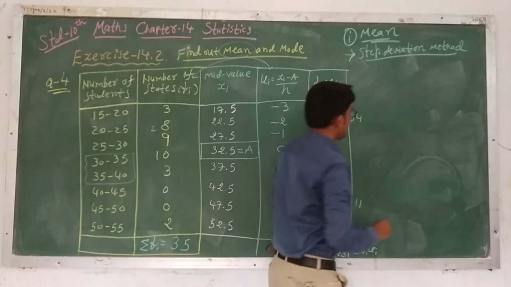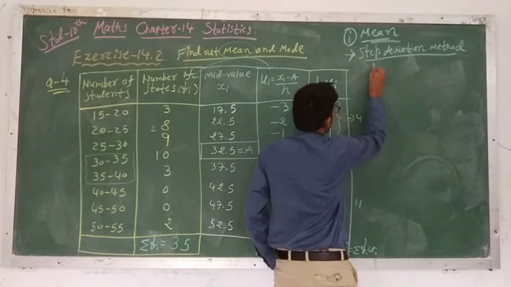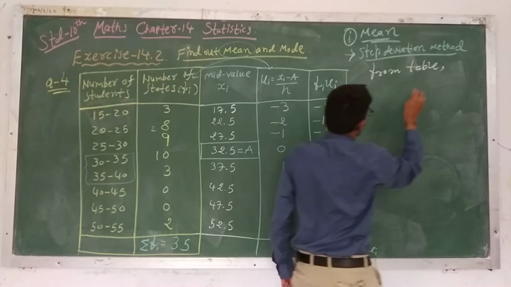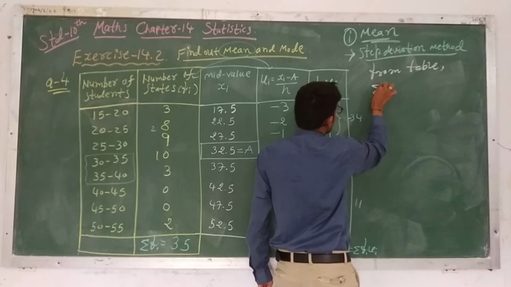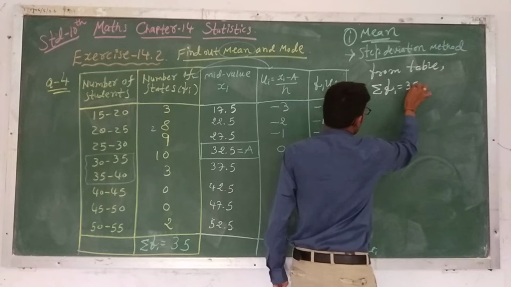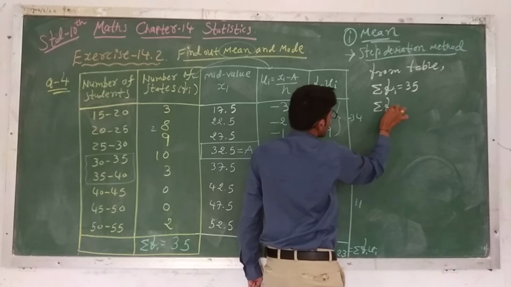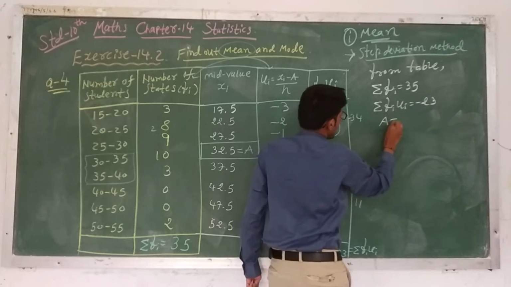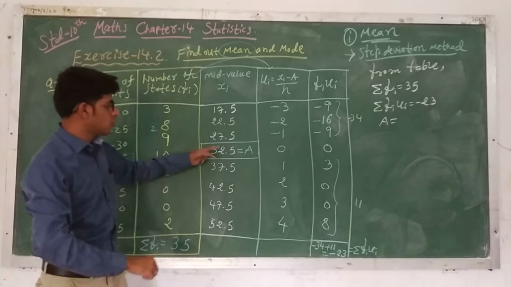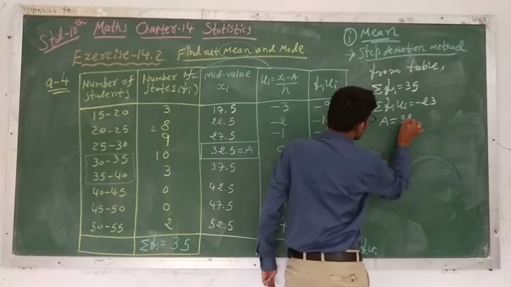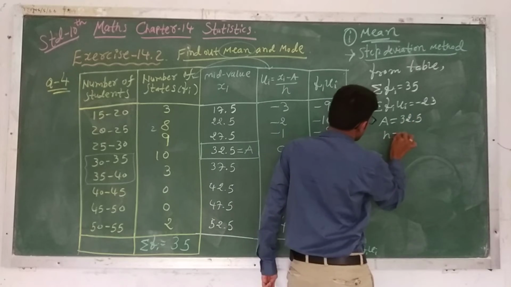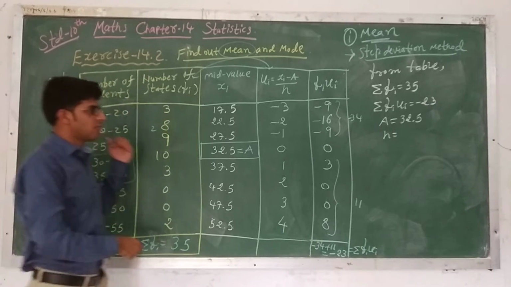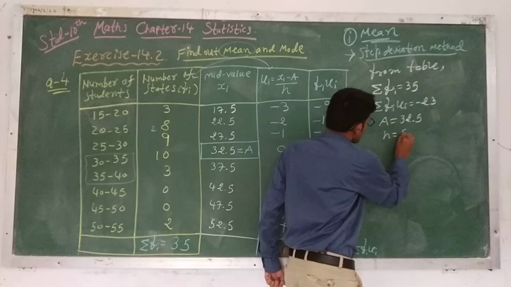Okay, so write up from the table: sigma fi is equal to 35, sigma fi ui is equal to minus 23. The value of a will be 32.5, and h is equal to the class length of the given class. So we have to check, the class length will be 5. So h is equal to 5.